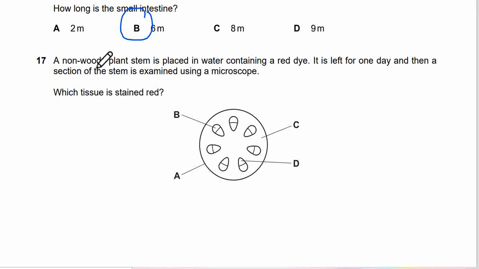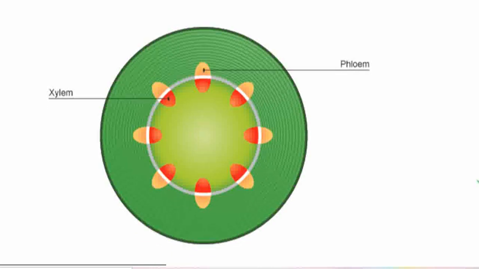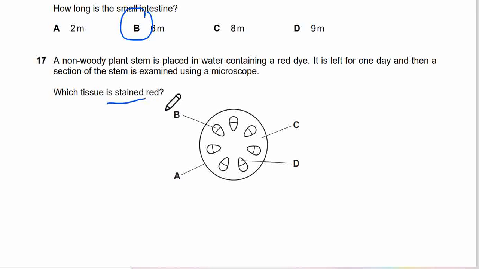Question 17. A non-woody plant stem is placed in water containing a red dye. It is left for one day and then a section of the stem is examined using a microscope. Which tissue is stained red? This is the position of xylem and phloem in the stem. The inner part is xylem, where water is absorbed from the root, and this is phloem, where glucose is distributed to all other parts of the plant. So the tissue that is stained red will be the xylem, which is the inner part here, which is D. So the answer for 17 is D.